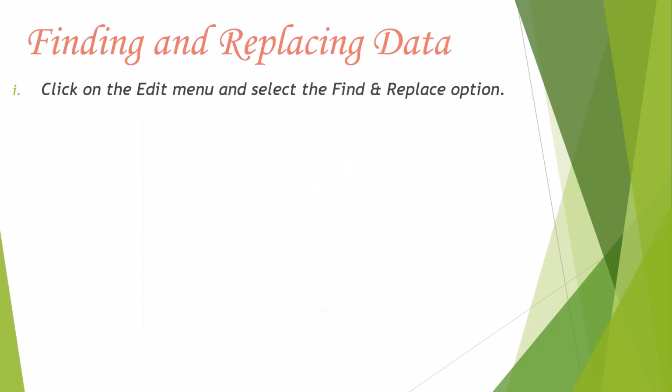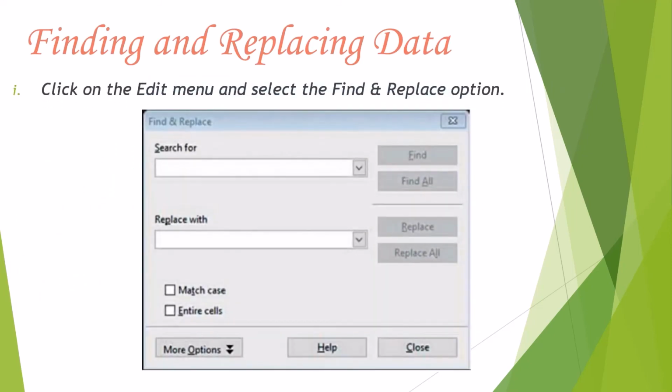If you want to find and replace data, first click on the Edit menu, then select the Find and Replace option. When you select this option, the dialog box appearing here will appear. Then you search for a word in this box and type the word which is to be replaced here. Then there are different options, like match case and entire cells. Let us discuss them too.